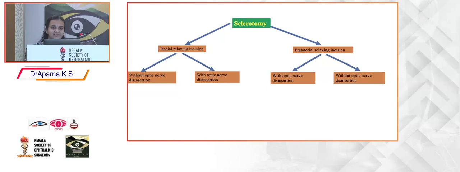Over the years, various techniques of sclerotomy have evolved, and the basic purpose of a sclerotomy is to place a larger implant and to give a scleral cover to prevent extrusion. The basic step in all sclerotomy techniques is cutting either a relaxing radial scleral incision or an equatorial scleral incision with or without optic nerve disinsertion.